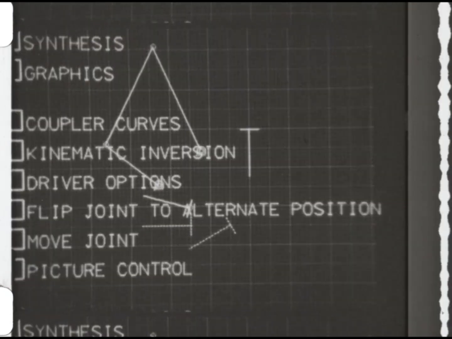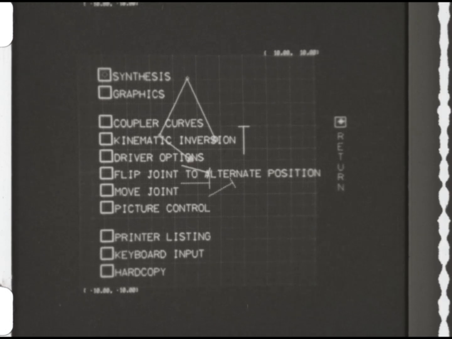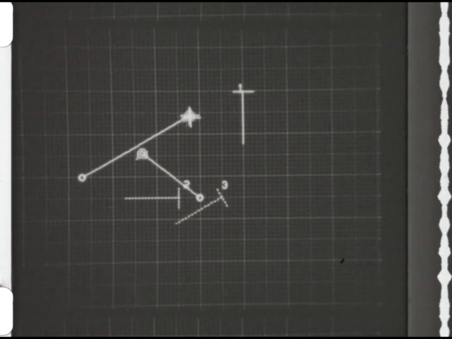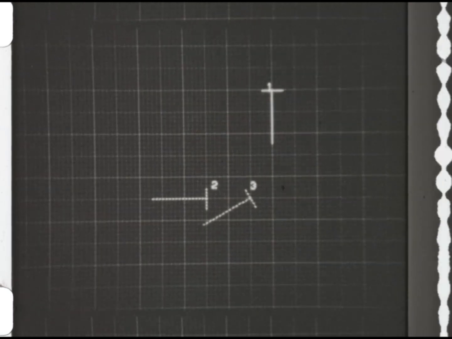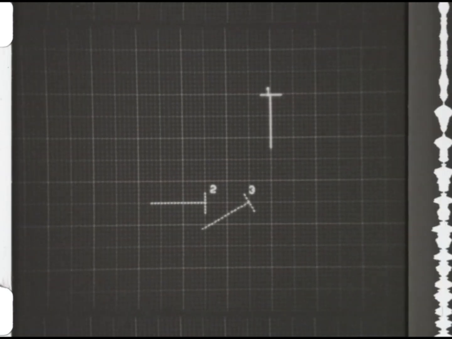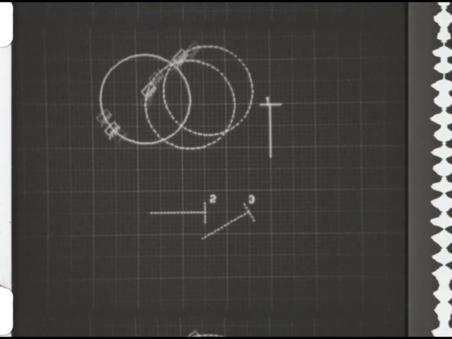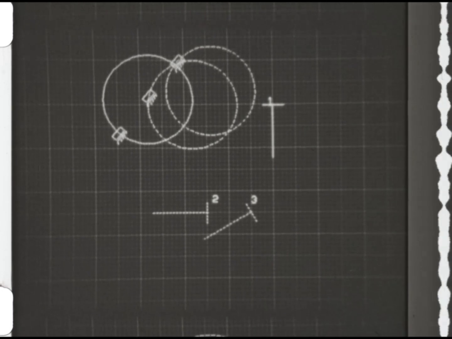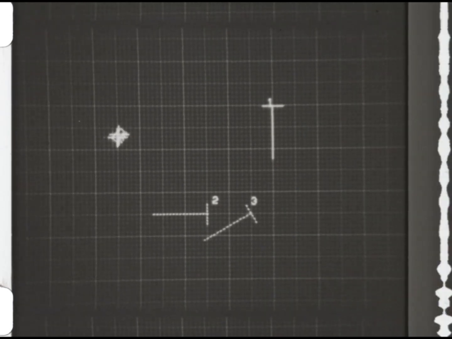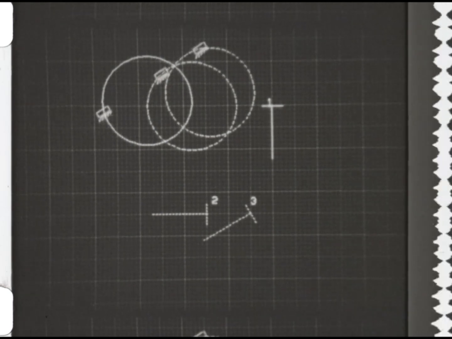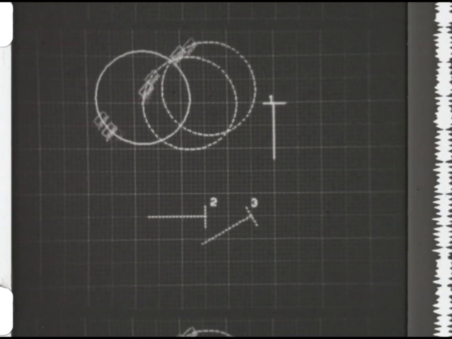Let's go back to the synthesis part of the program and try and design another type of mechanism for the same problem. Basically, a person can use this program with about 10 minutes instruction. He doesn't need to understand any of the theory for designing the mechanism. He simply needs to know that when he presses down with his pen, he can grab whichever item is on the screen that's closest to the pen.